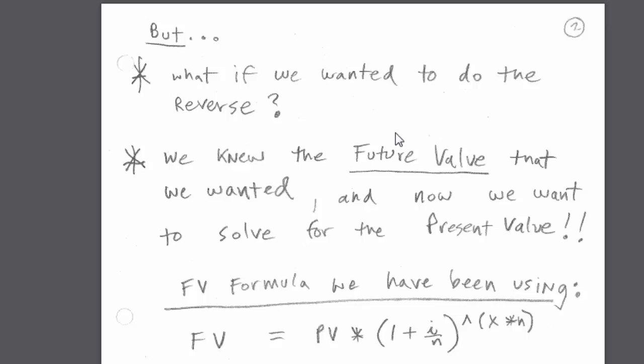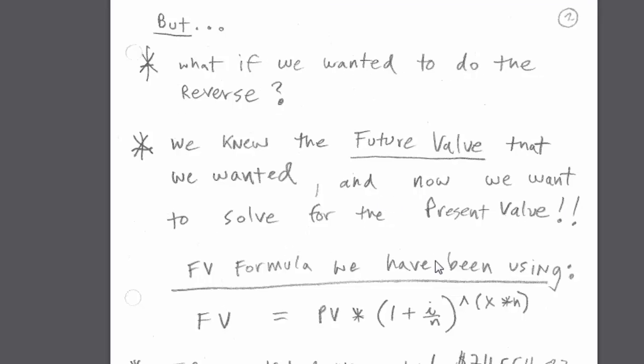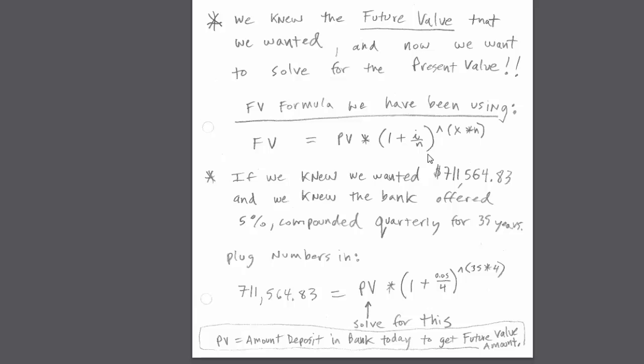But what if we wanted to do the reverse? We knew the future value that we wanted, and now we want to solve for the present value. There's our formula right there. Without even getting a different formula for present value, well, we could just plug the numbers in. So if we knew we wanted that amount compounded quarterly at 5%, notice we can just plug the numbers in. There's the future value. There's our annual interest rate, number of compounding periods per year, and total number of periods. We just plug everything in, and guess what? That PV is what we need to solve for.